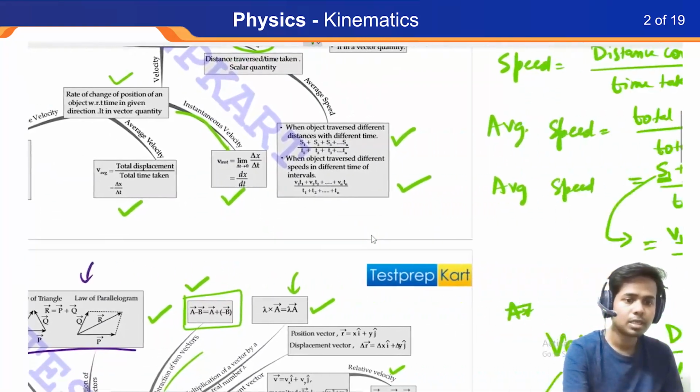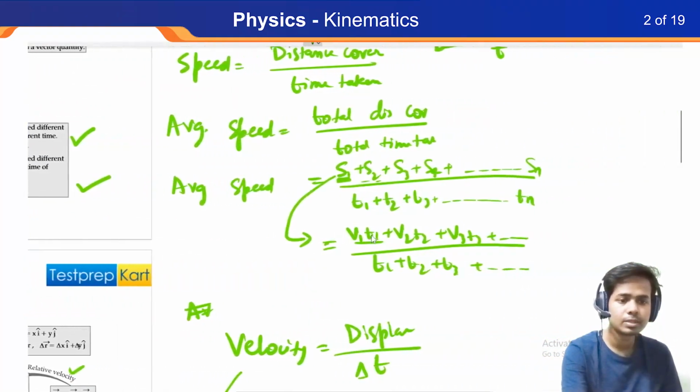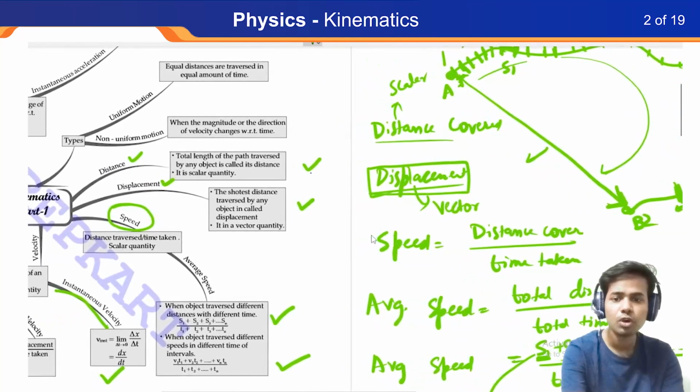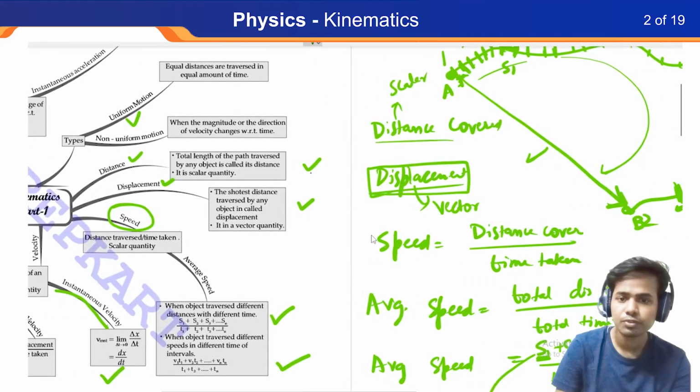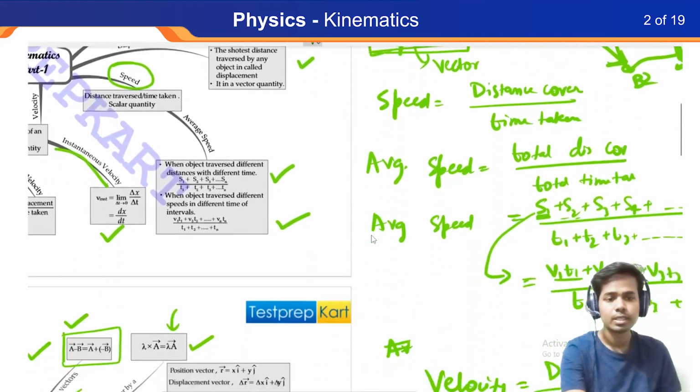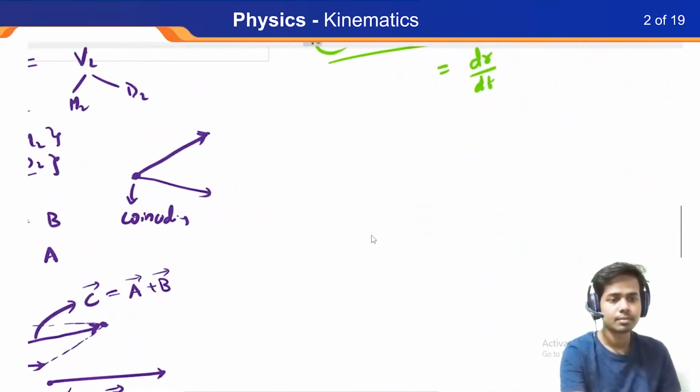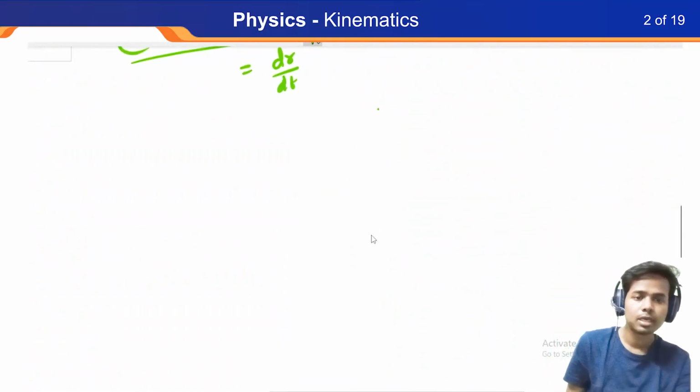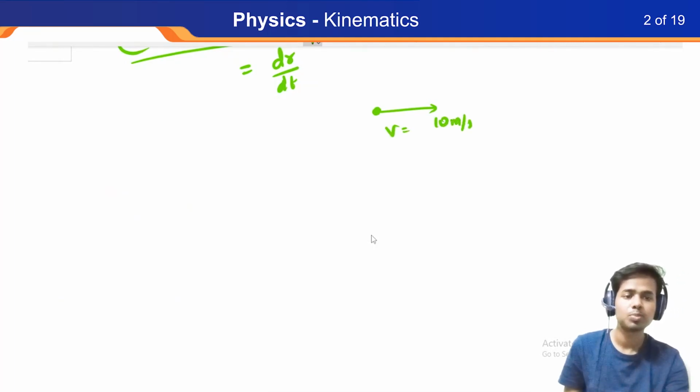Yes, we can take up uniform and non-uniform motion. And what is that? Let's say a body here is moving at 10 meters per second. Velocity is equal to 10 meters per second in this direction.